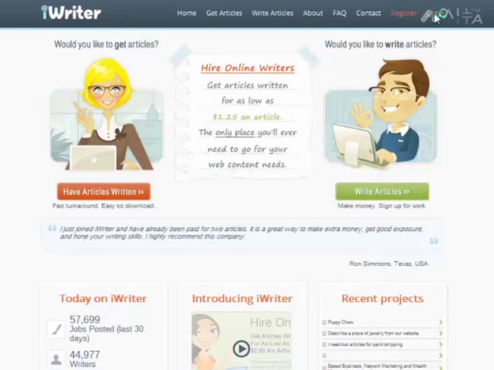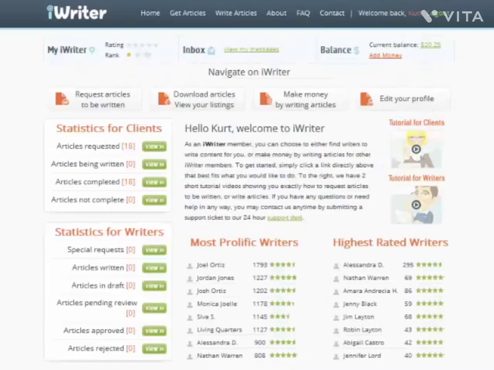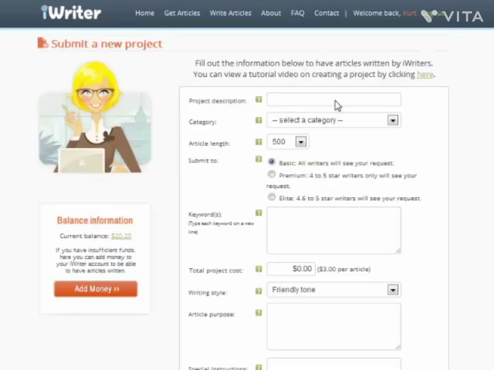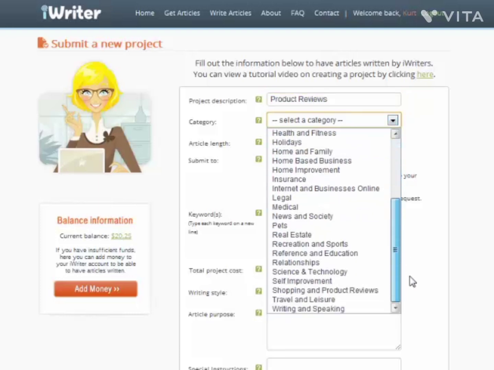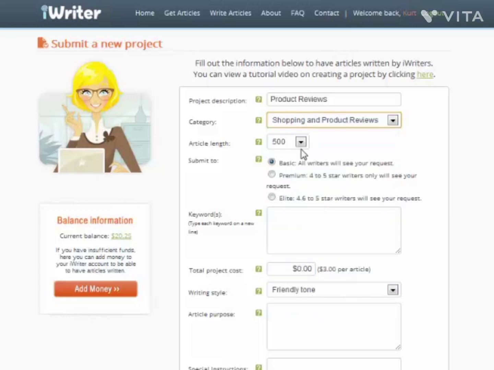Again, I like to use iWriter, so I'm just going to log in here. So on the inside here, once you just create an account, it's completely free. There's no cost to you. What you can do is you can request articles to be written. So I'm going to do that. And then for the project description, I'm going to put product reviews, category, it's sleeping bags, but I'm actually going to use shopping and product reviews.